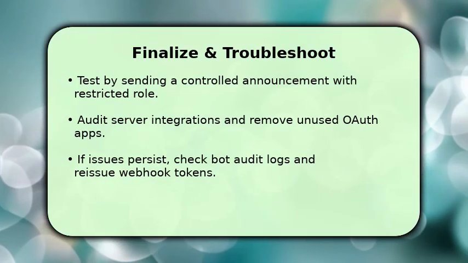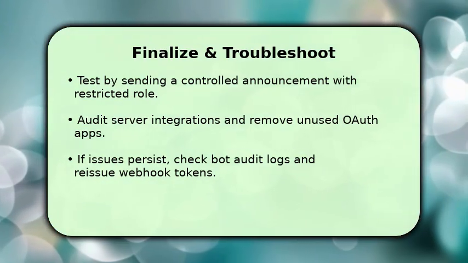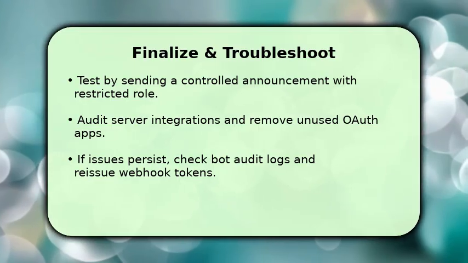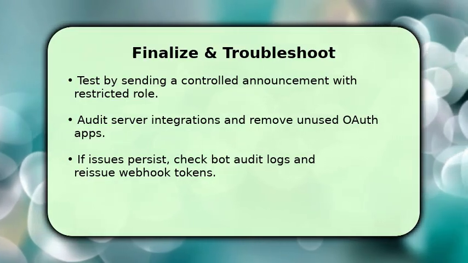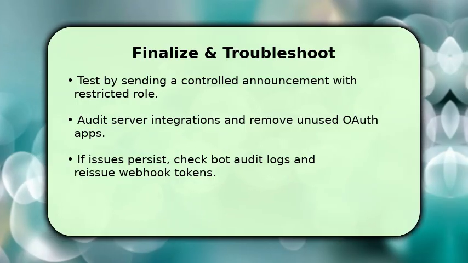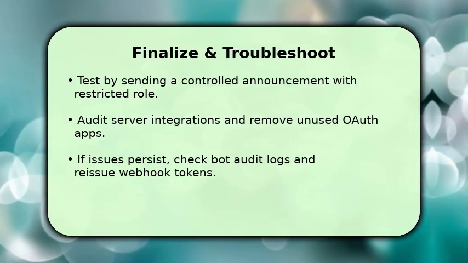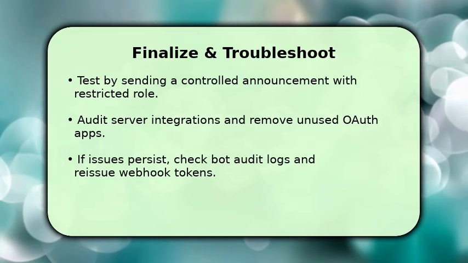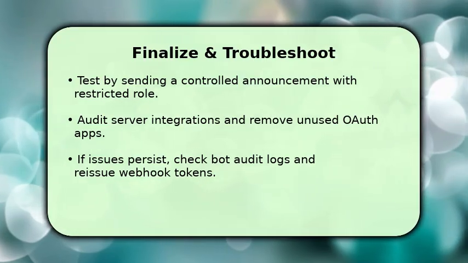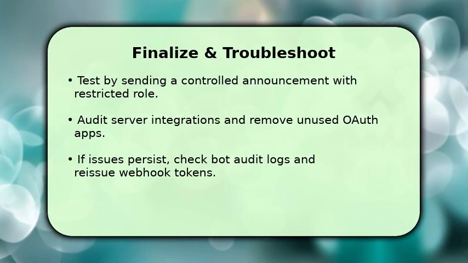Finish by testing. Create a controlled announcement and verify no cross-server posts occur. Make sure channel overrides and role changes persist. If not, reapply them and lock role hierarchy so bots can't regain permissions. Also audit OAuth apps and remove any integration you don't recognize.